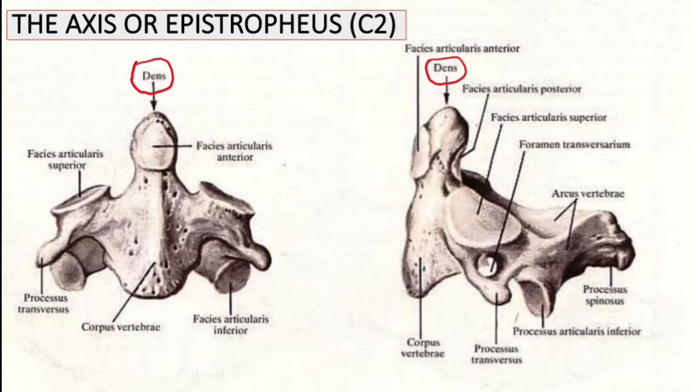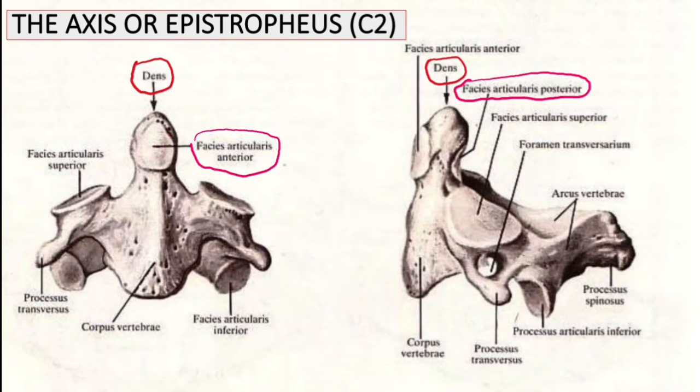It distinguishes this vertebra from the rest of the cervical vertebrae, or any other vertebrae, to be more specific. So this dens has articular surfaces. You have the facies articularis anterior. This articulates with the fovea dentis on C1.